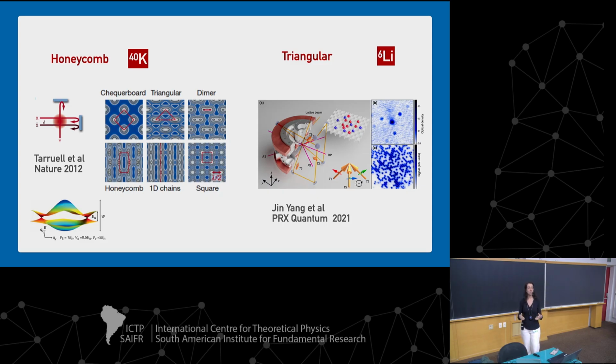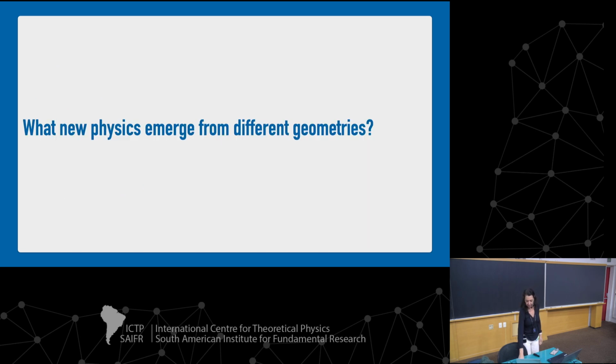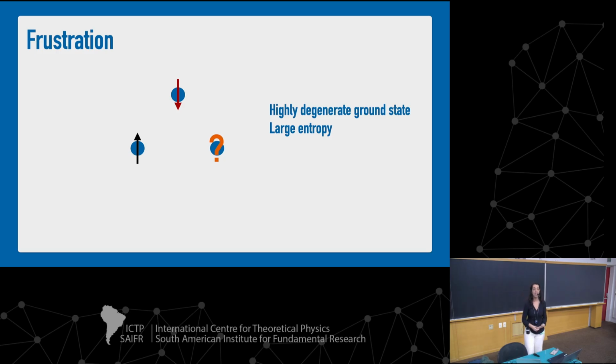The idea is not, oh, I've done this in the square lattice, then I'll do it on the triangular, on the honeycomb, and just repeat and repeat because you want to repeat. The idea here is, what is the new physics that emerges when I have a different geometry? I'll say some of the new physics that is coming out already and will come out in the next years. The first one is frustration.